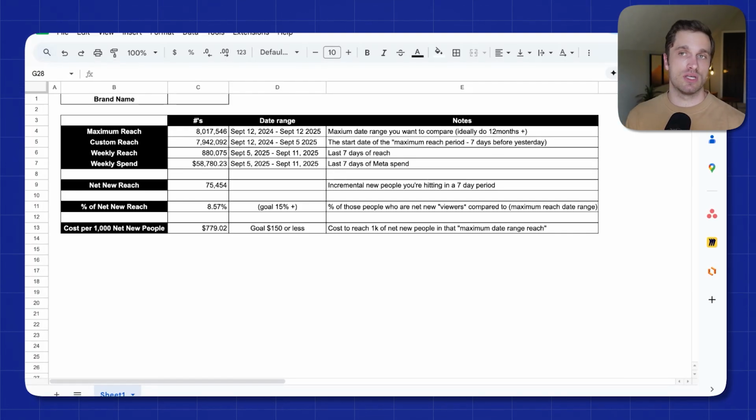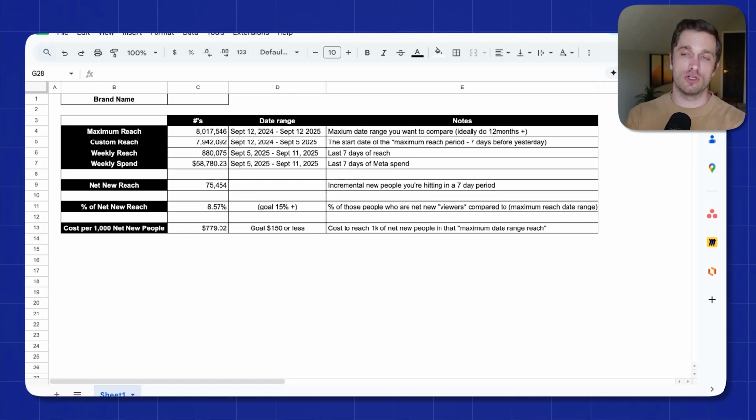What that means is for the last 7 days, for the $58,000 I've spent, I've only reached 8% net new people who have not seen my ads in the previous 12 months. What that means is this particular brand is very inefficient, meaning we're spending a lot of money going after the same people. Now, I'll make sure it's very clear.